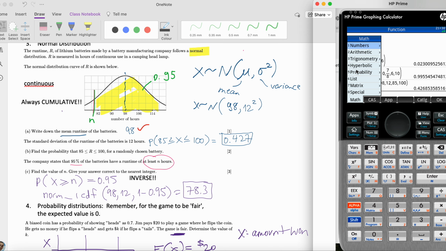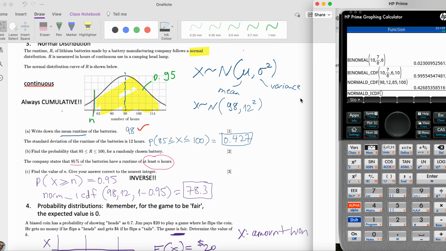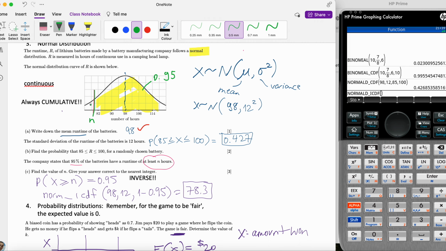Onto the calculator: probability, then inverse, then normal. So mean, standard deviation, probability. Small thing to remember: the calculator thinks from the bottom up. So if you just put 0.95, it's going to give you the bottom 95% and give you something up here. But you in fact want this. If this is 0.95, then the remaining area is 0.05, and that's what we want to tell the calculator.